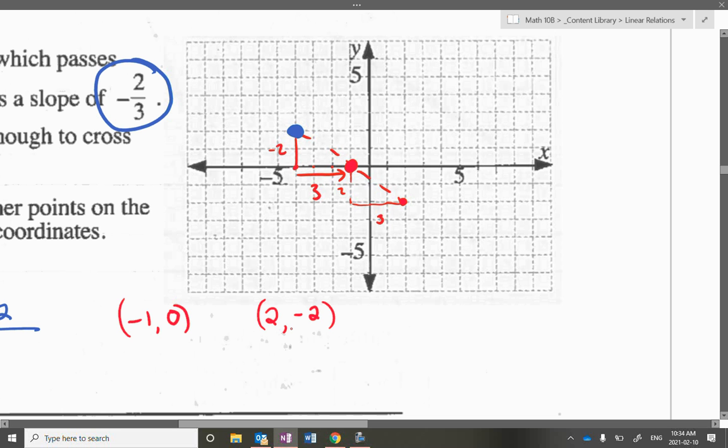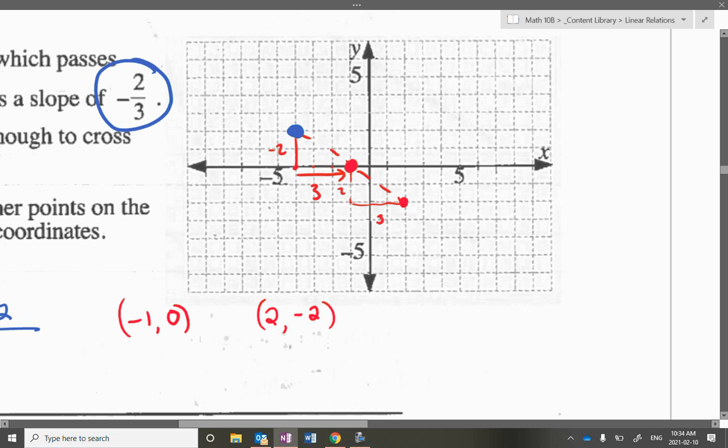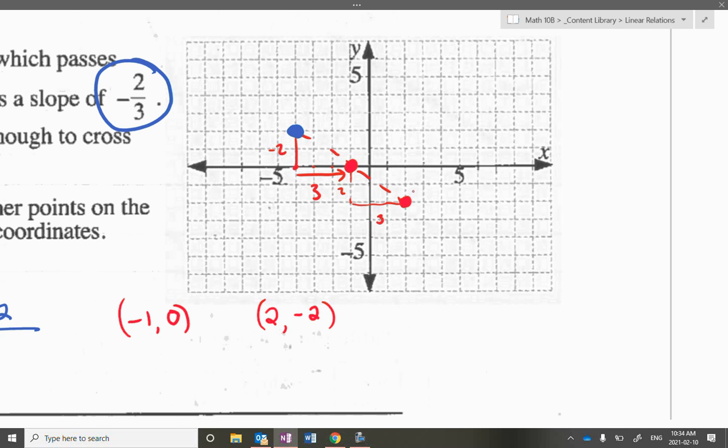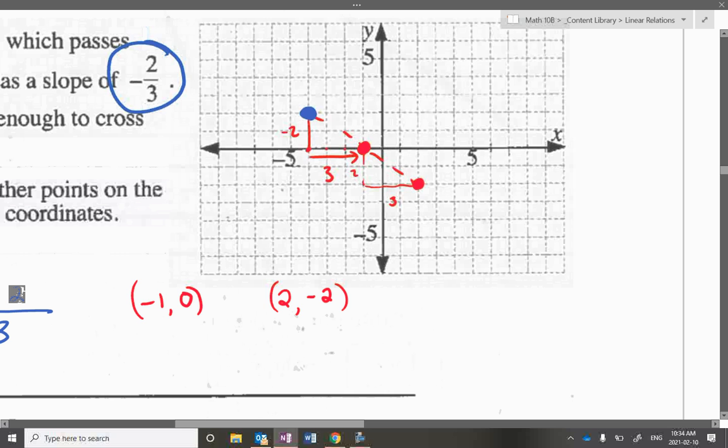Go ahead, Andy. What? Sorry, say that again. Oh, you could just continue this for as long as you wanted. That's all. No, it wanted 3 sets of coordinates though. Go ahead, Gavin.